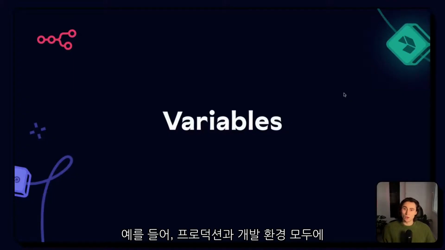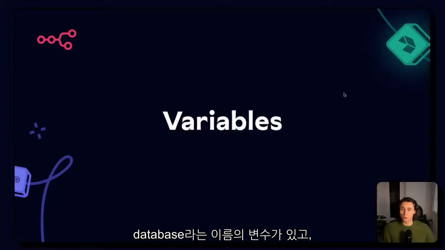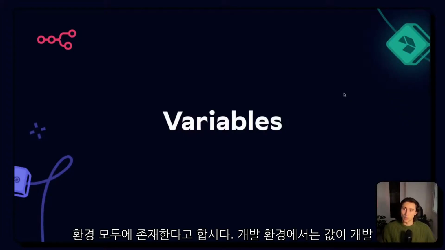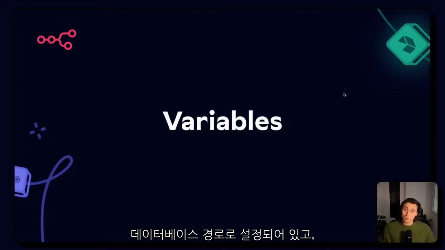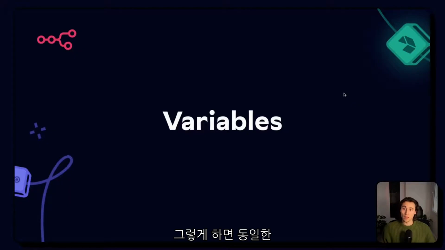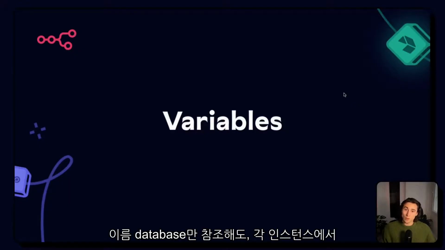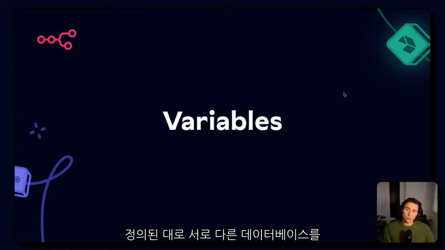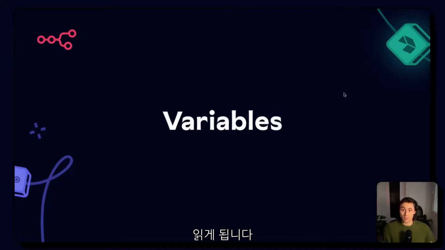Let's say you have a variable with name database in both production and development environments. The value is set to the dev database path in the dev environment and the production database path in the production environment. Then you can run the identical workflow referencing the variable name database, and it will read/write to a different database as defined in each instance. This means no more pushing to production and then realizing you forgot to change the name of your variable.